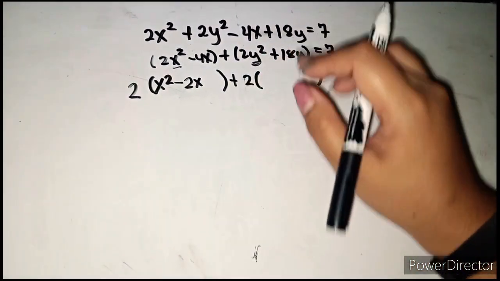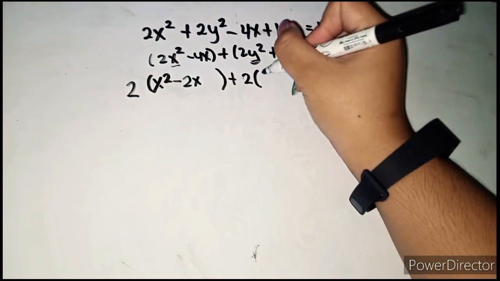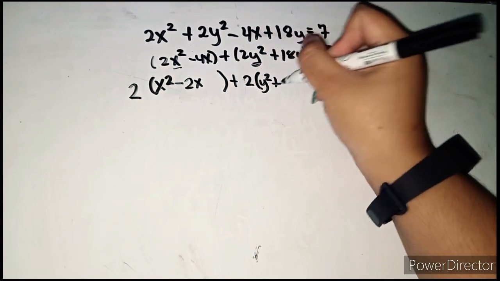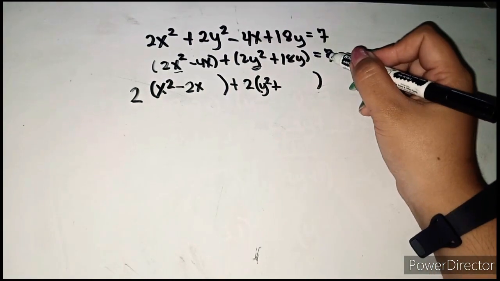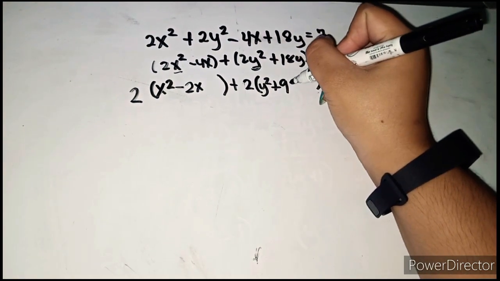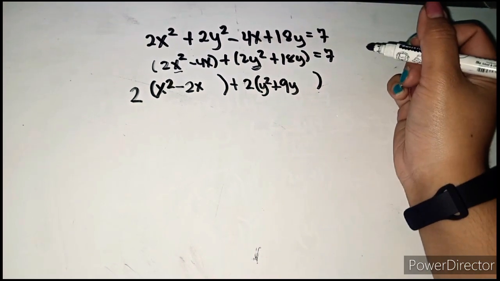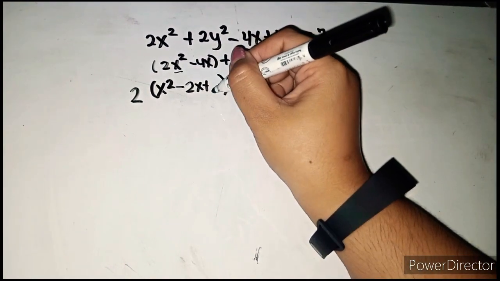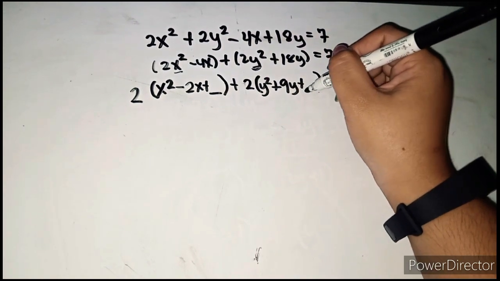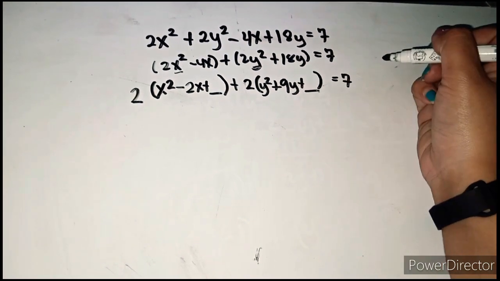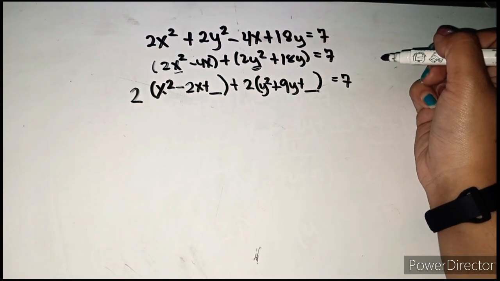So, 2y squared divided by 2, we have y squared. Okay, plus 18y divided by 2 is equal to 9y. Okay? So, ito na po yung dalawa nating bagong equation. And then, pwede na nating hanapin yung ating third term. Huwag nating kalimutan si equal to 7.